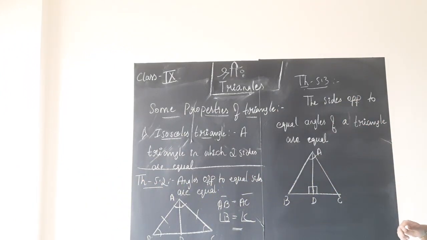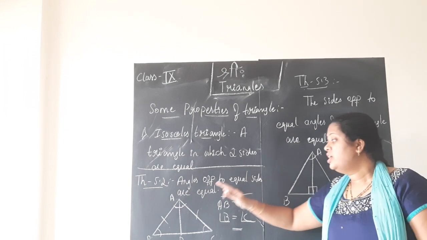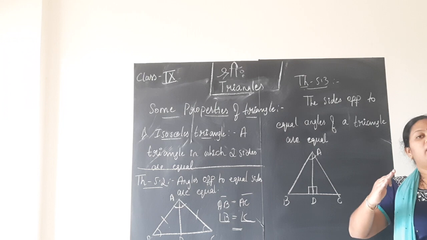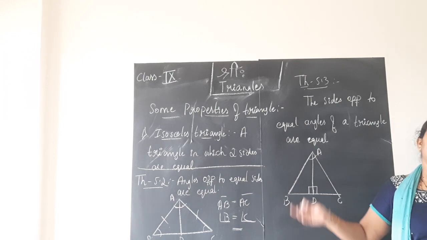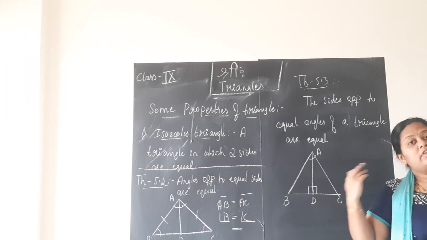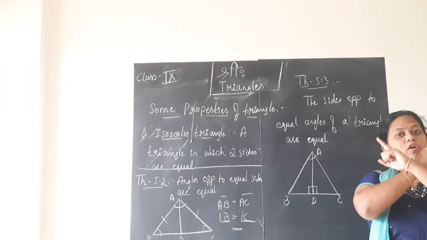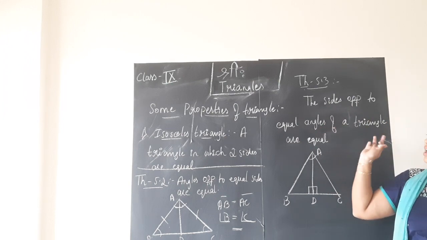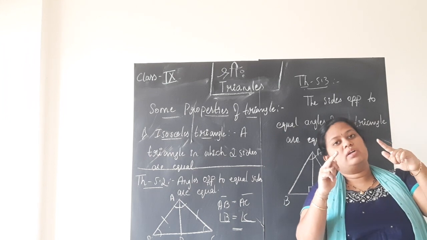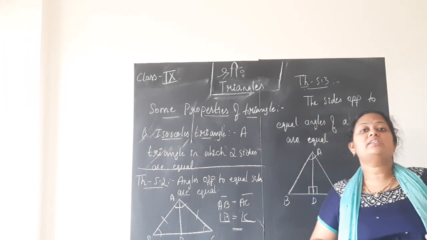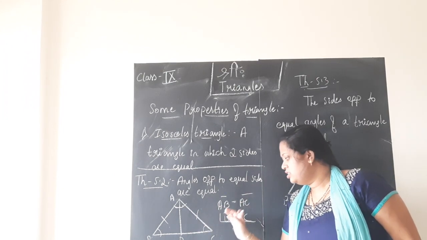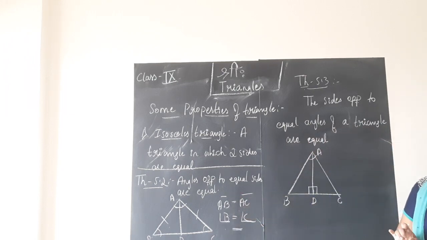Next is theorem 5.3. The sides opposite to equal angles of a triangle are equal. It is just the reverse of theorem 5.2. What did we prove there? If two sides are equal, then the angles opposite to them are equal. Theorem 5.3 is the converse of theorem 5.2. That is, if two angles are equal, then the sides opposite to those angles are equal. Here we are proving that if angles are equal, then the opposite sides are equal.